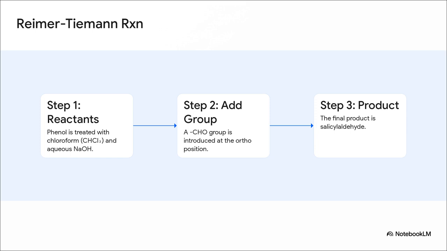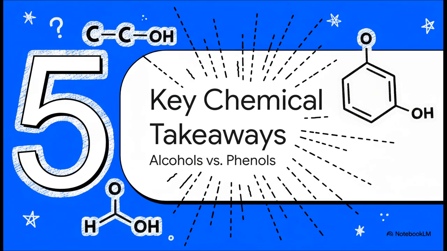This is another really precise tool, but this time its job is to add a completely different kind of group, an aldehyde group, or CHO, onto that phenol ring. The reaction uses chloroform and sodium hydroxide to get this done, and it specifically adds that new group right at the ortho position. So, after exploring their unique chemical personalities, let's wrap this all up.